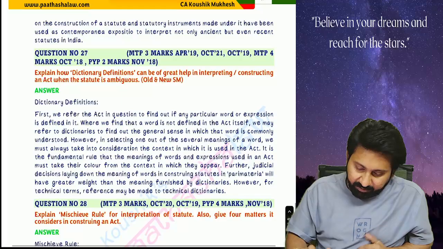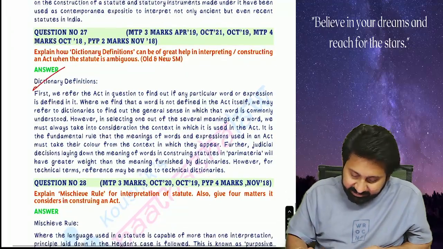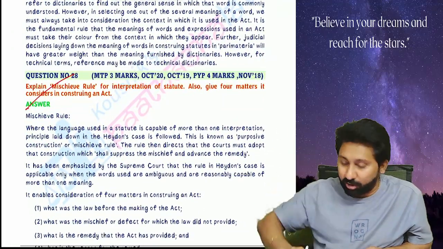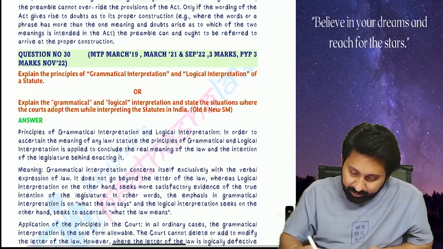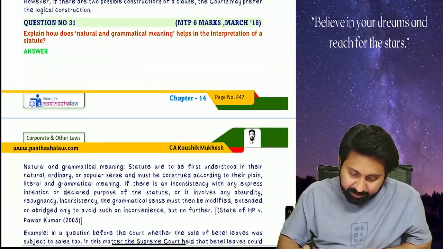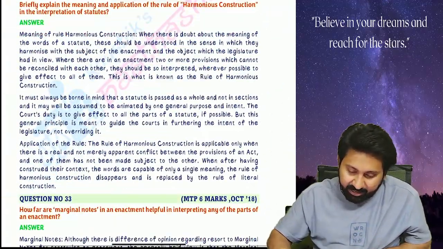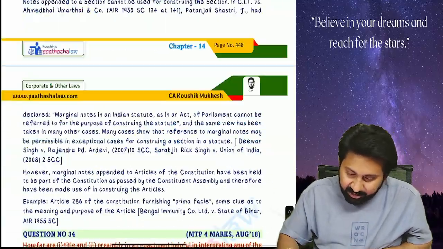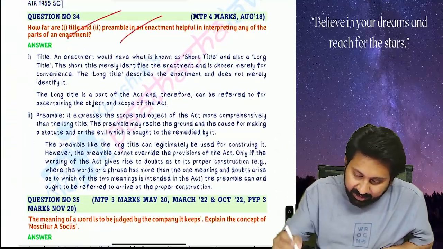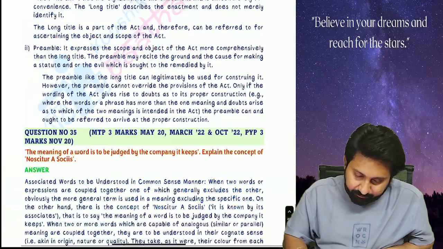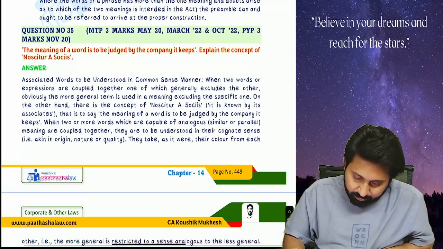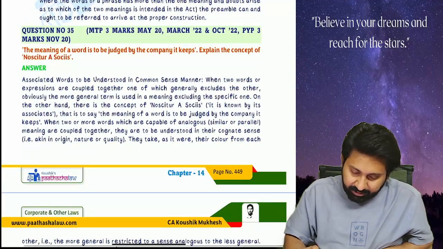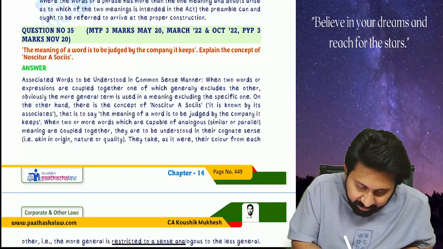Next, let me cover the most important one. Again, dictionary definitions completed. Mischief rule already completed. Grammatical interpretation, logical interpretation completed. Natural and grammatical meaning completed. Harmonious construction completed. Marginal notes completed. Title and preamble completed. Next. Okay. Let us see a new question now.